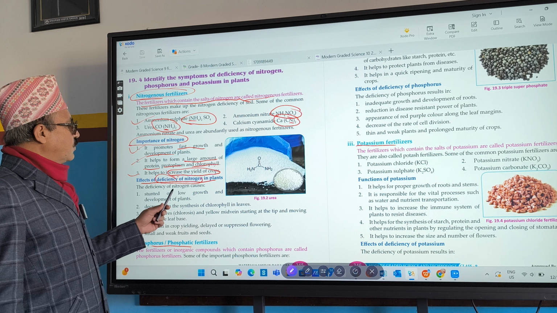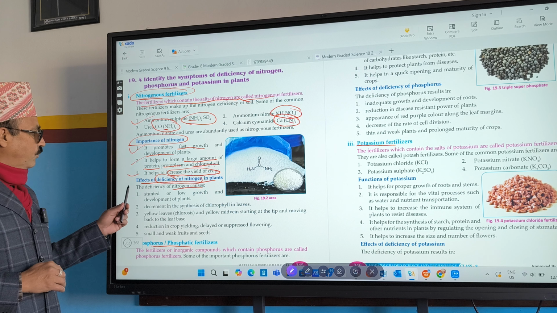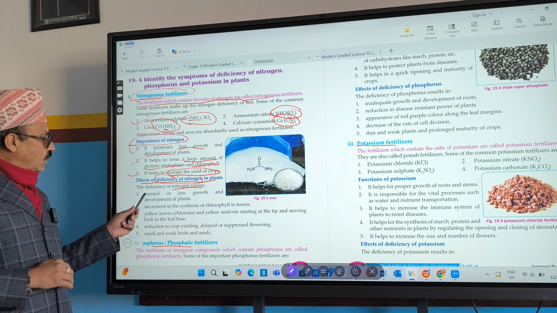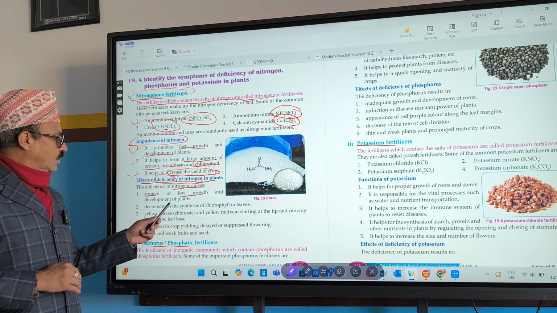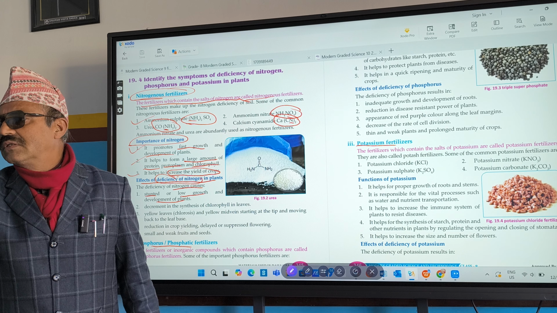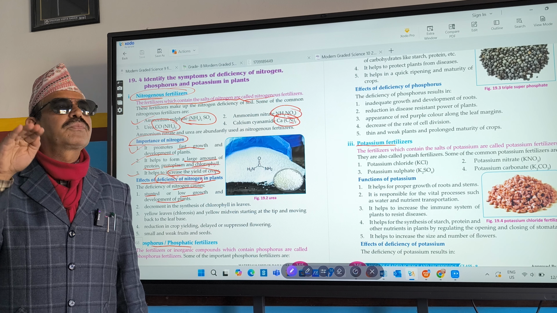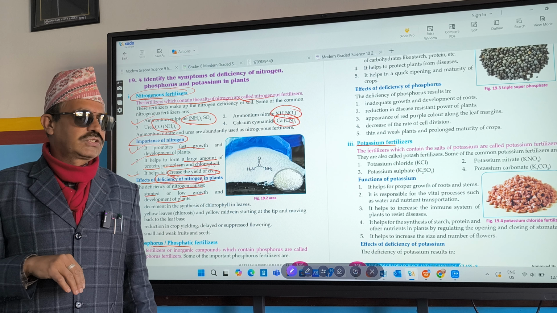Here also we have to remember. The deficiency of nitrogen occurs when the plants do not get sufficient nitrogen. What is the first one? Stunted or low growth and development of plants. Plants are not tall, short. Growth is retarded. Dwarf plants are formed. Stunted.